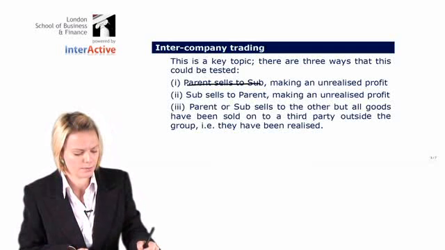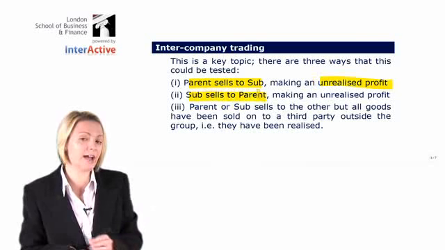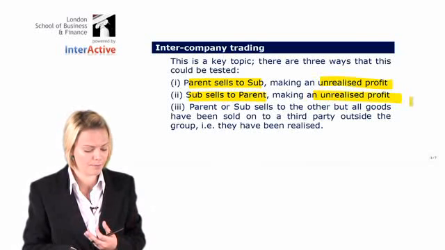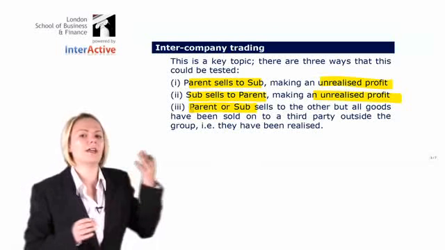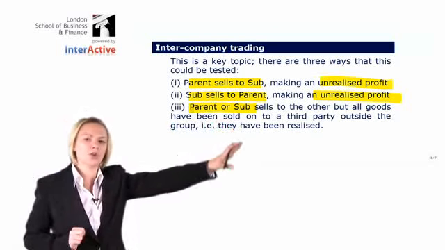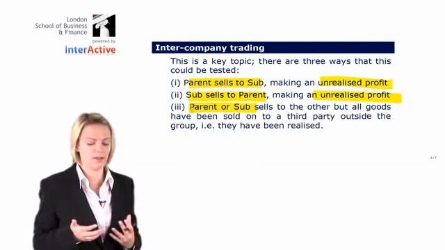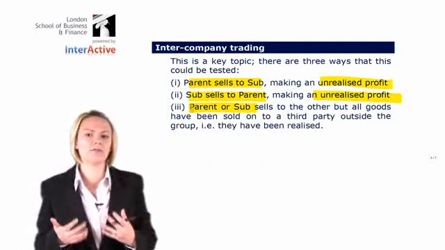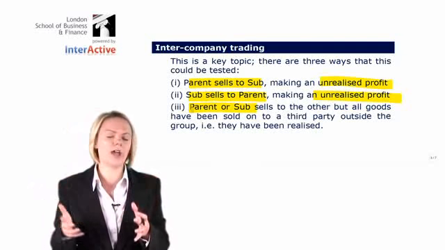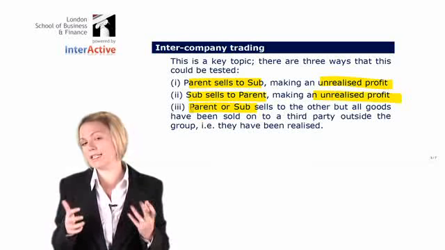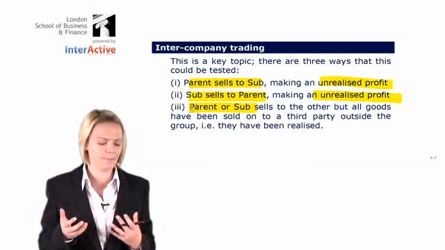Parent sells to sub and making an unrealised profit. Sub sells to parent, makes an unrealised profit. Parent sells to sub, or the sub sells to the parent, but then all of the goods have been sold to external customers, and therefore there's no unrealised profit or PUP to deal with. Because remember, PUP only arises when there's goods that have been sold between group companies that haven't yet been sold. Remember, that was one of our considerations when calculating the provision for unrealised profit.